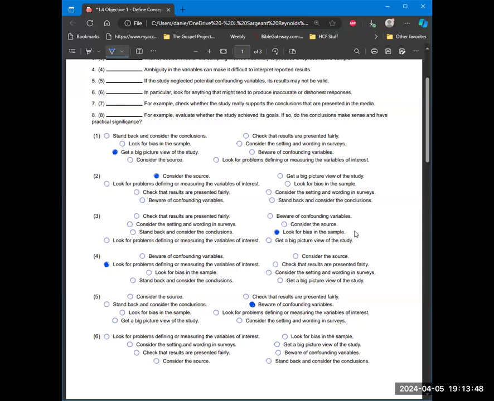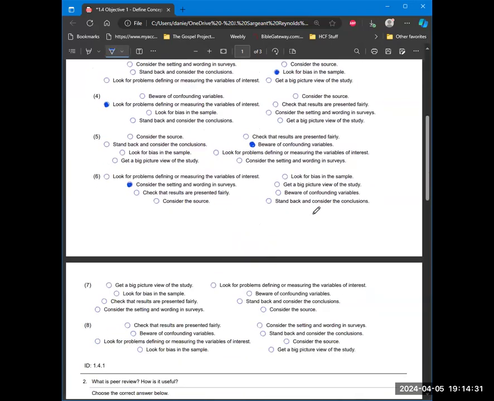Step 6, consider the setting and wording in surveys. So it says in particular, look for anything that might tend to produce inaccurate or dishonest responses, or even the way the question is worded and set up that might encourage people to respond a particular way. If you had asked or framed the question in a different way, might you get people to respond in a different way because of the way in which you worded the question?